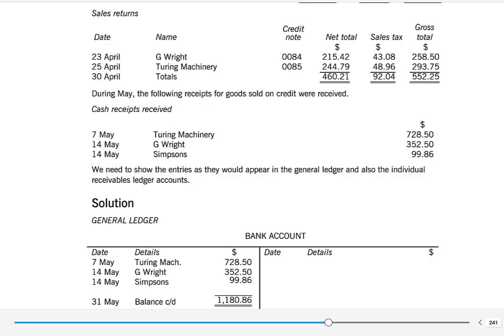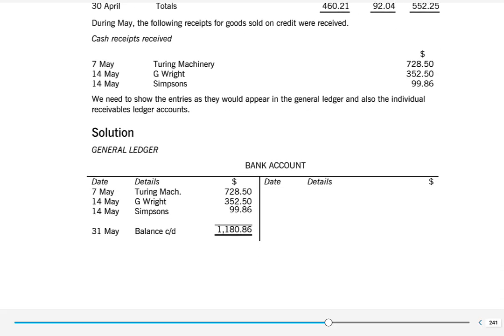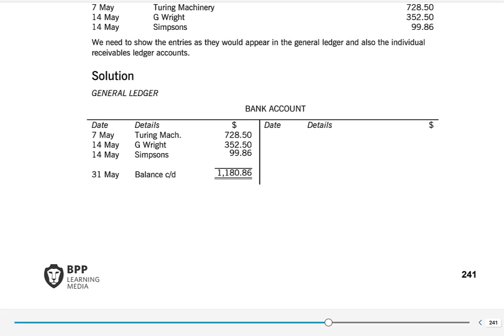What happens in the general ledger? For each receipt, debit bank with the amount received, credit trade receivables control with the amount received. So total cash collected in May is 1,180.86. And that is exactly what the bank account in the solution shows as the balance carried down. Now let's interpret the solution.